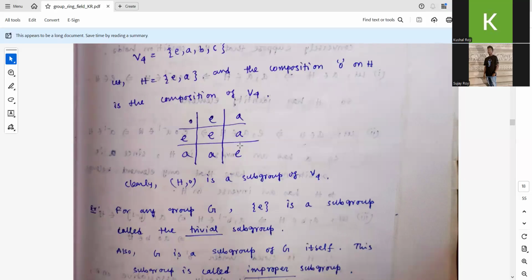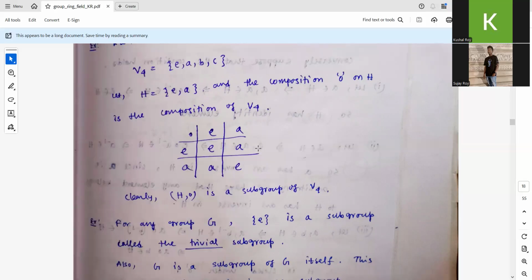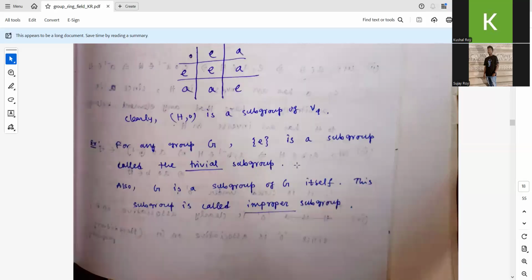Just by using the composition table, we can see that E composition E is E, E composition A is A, A composition A is E, and so on. So it is very clear that this {E, A} is a 2-point subset of Klein's 4 group, and it forms a subgroup.